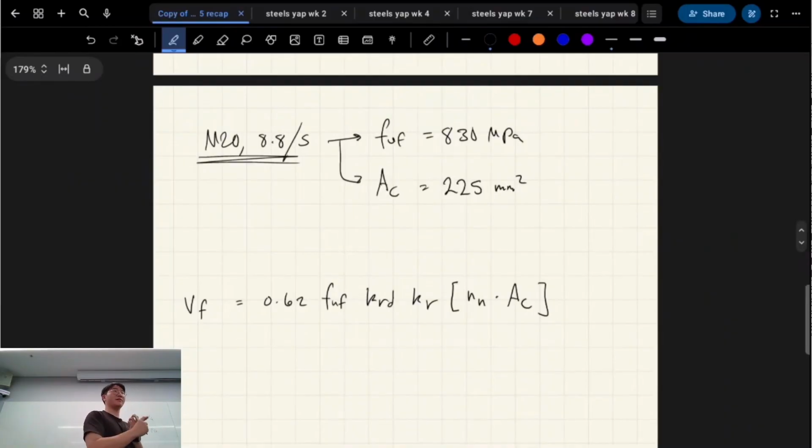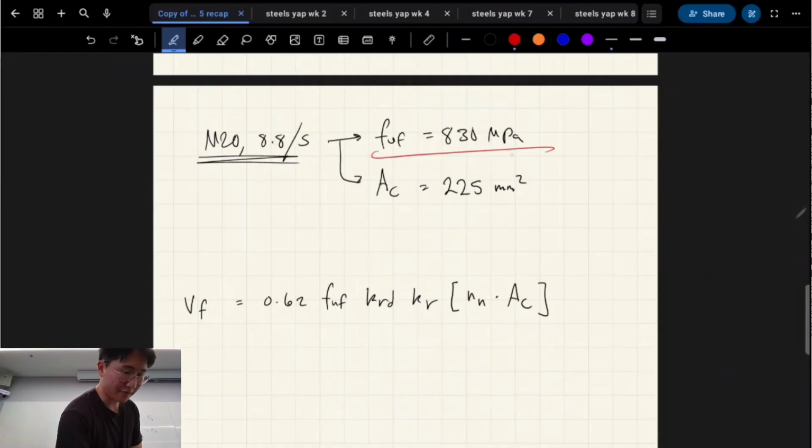We're told that the bolts are M20 bolts. They're grade 8.8, and they're snug tight, right? That will give us from a table of information. I'll show you the table.